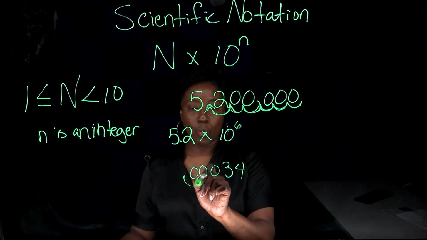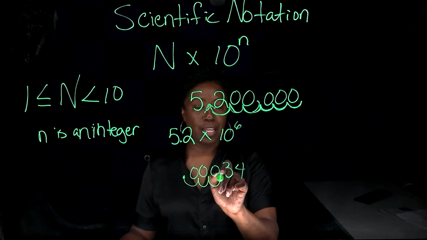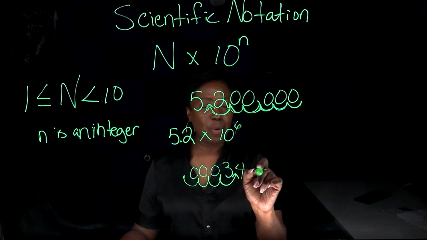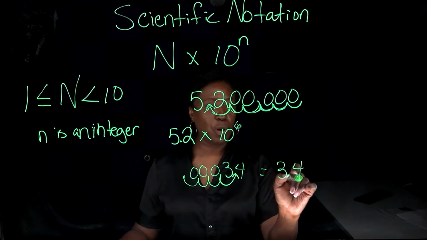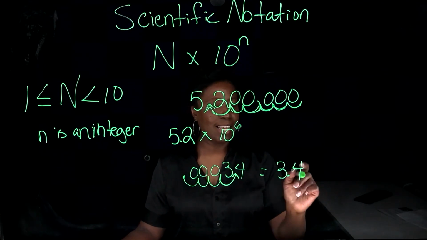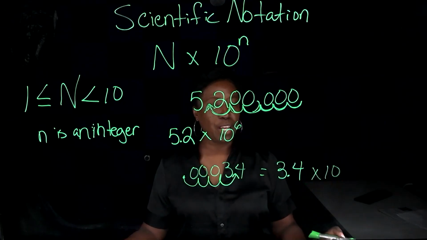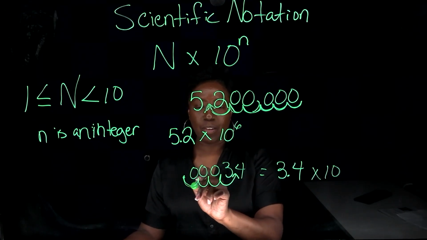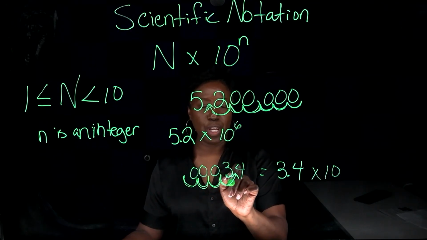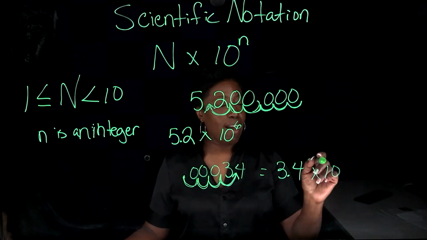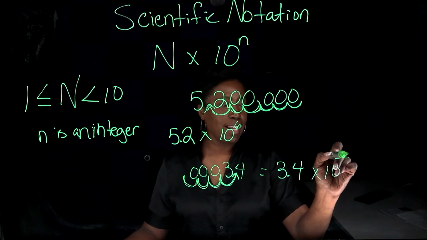Let's count. 1, 2, 3. Don't want to stop here. That's 0.34. But if we move it over again, we now have what? 3.4. 3.4 is greater than 1 and less than 10, times 10 raised to the, now how many times did we move our decimal point? Again, let's count. 1, 2, 3, 4 times. Folks, this time, since we moved it to the right, our exponent needs to be negative.